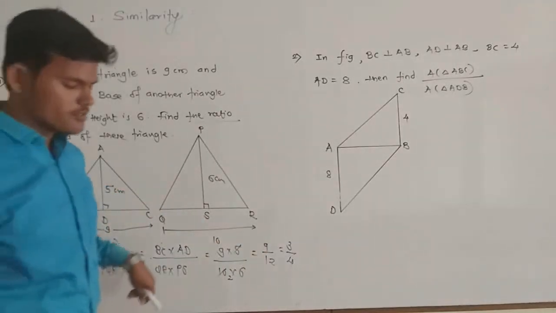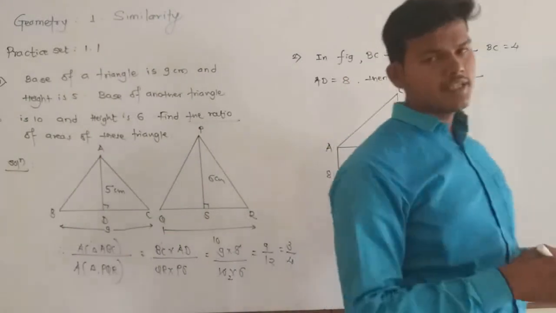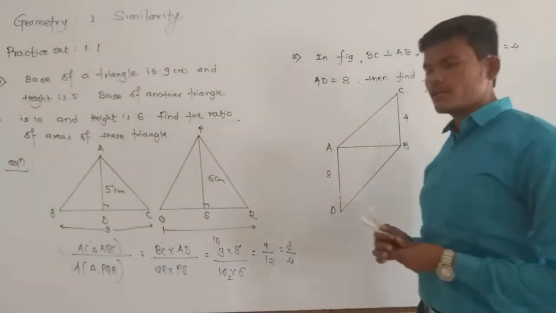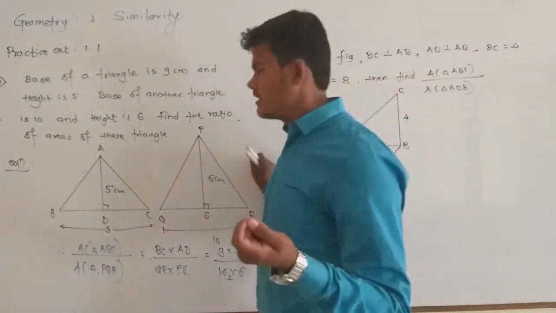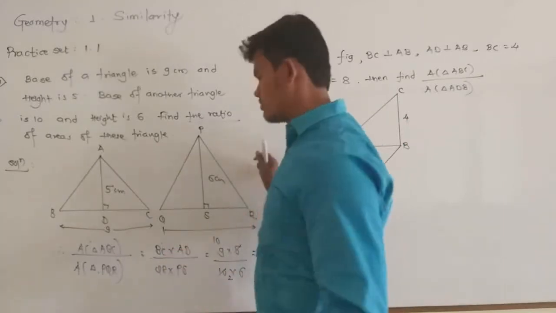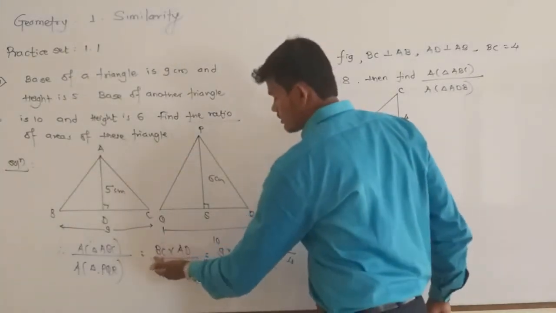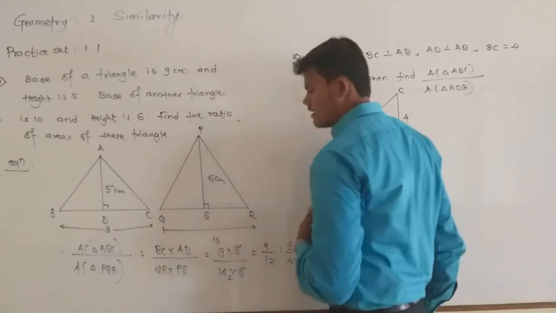Why? Because both the triangles have different heights and different bases, and if two triangles have different heights and different bases, then their area is proportional to the product of corresponding bases and their heights.